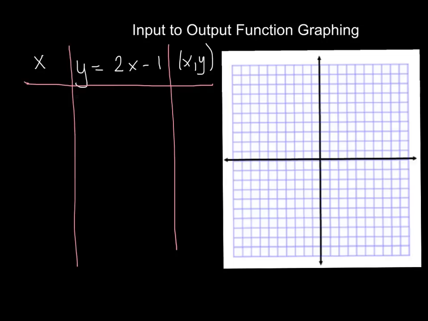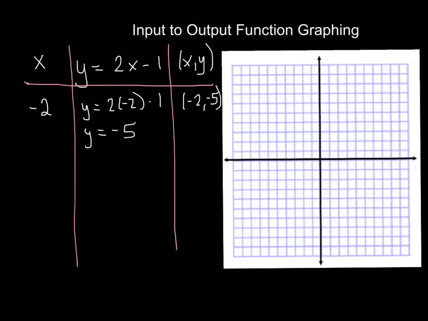So let's start out with a negative number. Let's say, what happens to y when x is negative 2? Well, that would be y equals 2 times negative 2 minus 1. We do the math on that, and y equals negative 5, because 2 times negative 2 is negative 4, minus 1, negative 5. So we have the point when x is negative 2, y is negative 5.